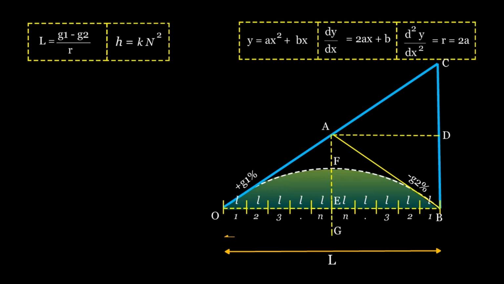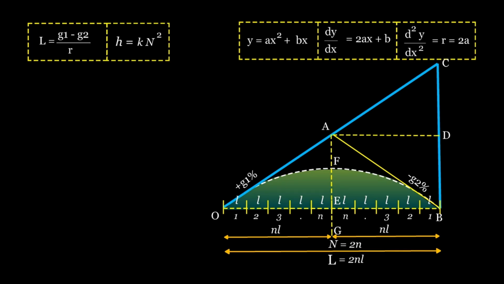So the distance from the starting point O to the midpoint E is n into L, that is equal to nL. Similarly, from the midpoint E to the endpoint B, also nL. So the total length of the vertical curve L equals 2 into nL, that is 2nL, and the total number of chords in this vertical curve, that is N, equals 2n.